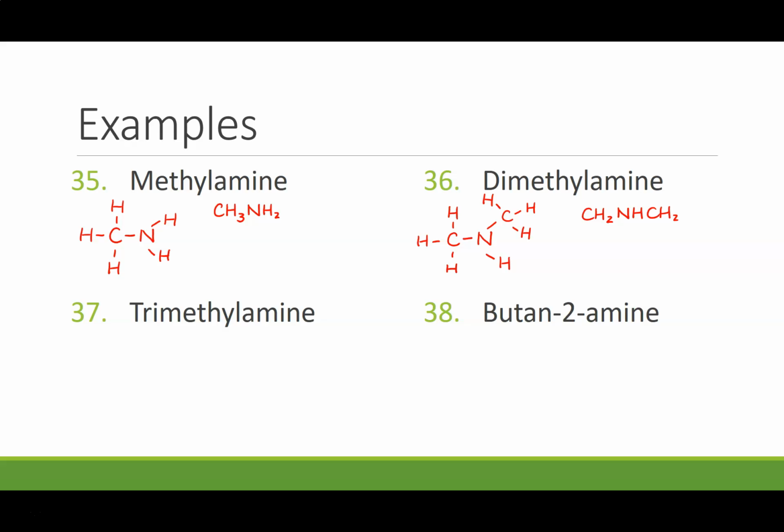In number 37, we have trimethylamine. So this time we have all 3 bonds from the nitrogen going to a methyl group. And the condensed structural formula would be (CH3)3N.